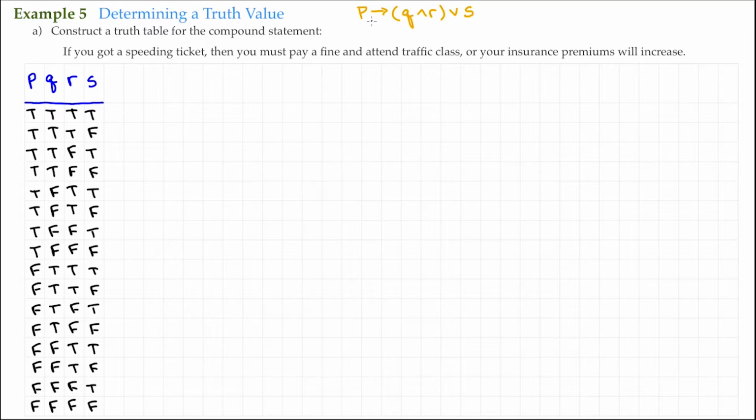Now I don't have any negations here, so I don't have to worry about any negations. So the first thing I'm going to do is inside our parentheses first, and that's Q and R. So I'm going to build the truth values for that. And of course, this is a conjunction, that's and. For this statement to be true, Q must be true and R must be true. Here it is right here.